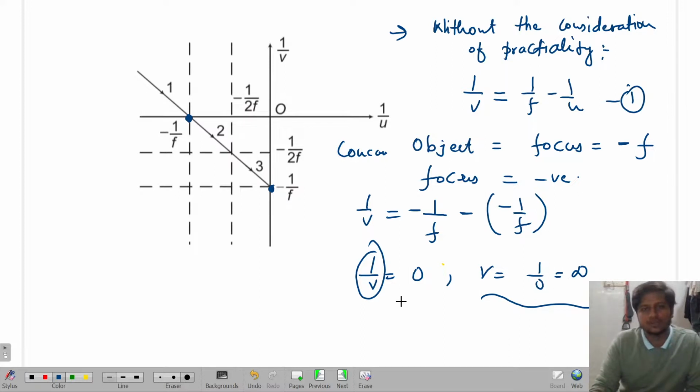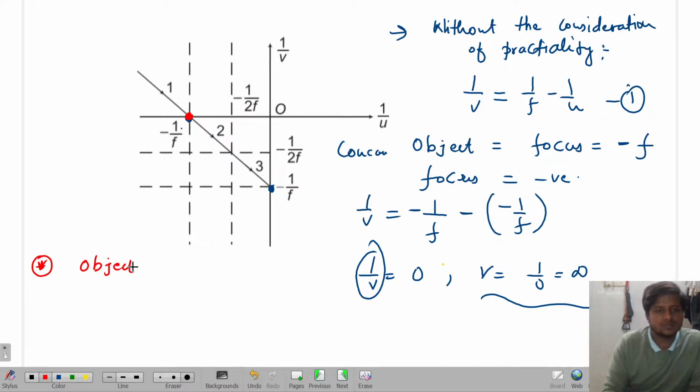It is equal to 0 over here. Understood or not? Got it? So if your object is at focus, 1 by v is equal to 0 for it, but the image distance is still at infinity. So if I place my object at minus 1 by f, I get my image at 0 over here on this axis. Similarly, now consider that the object is at infinity.